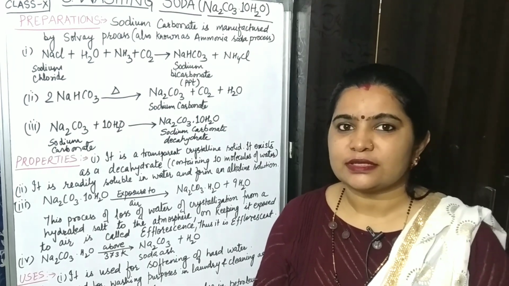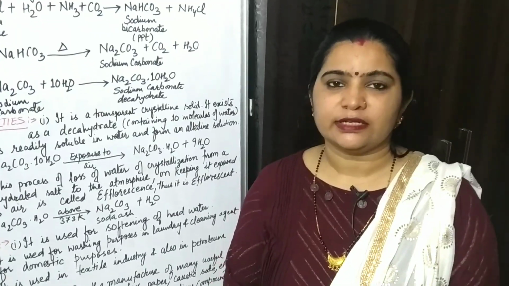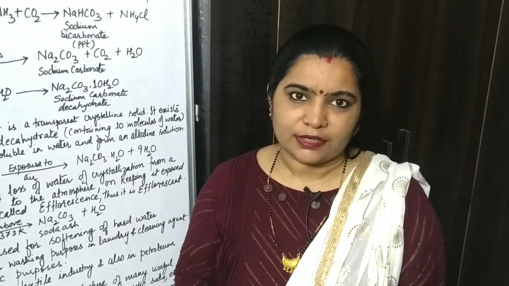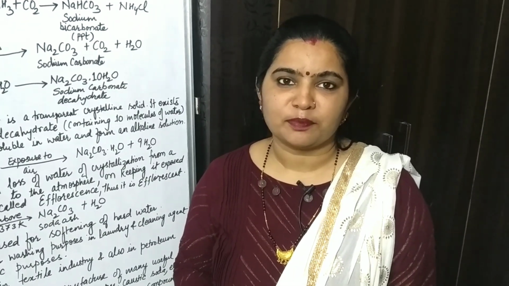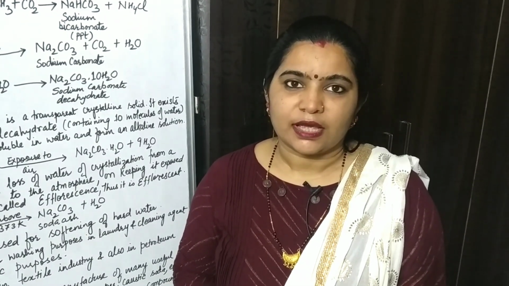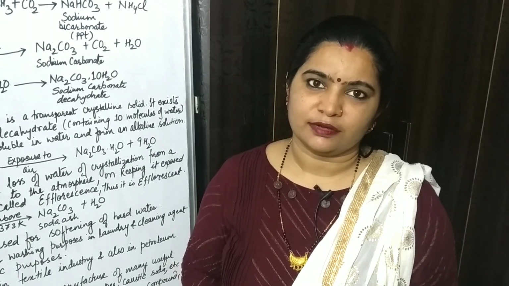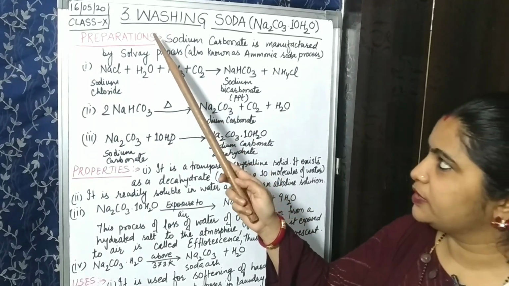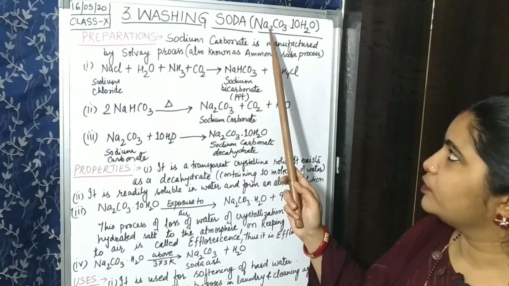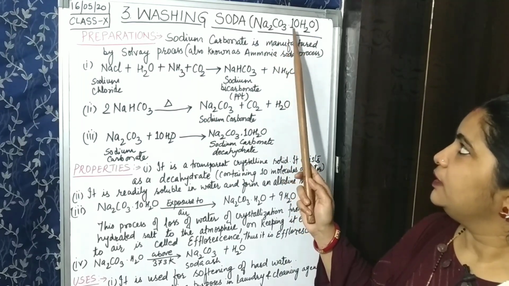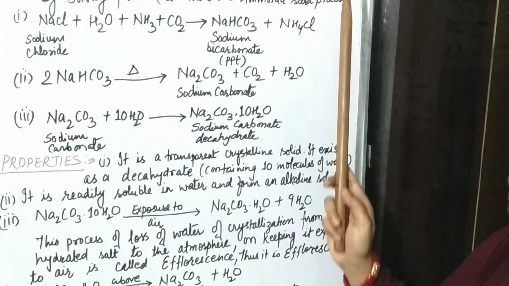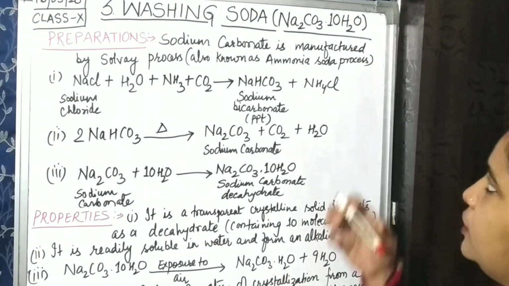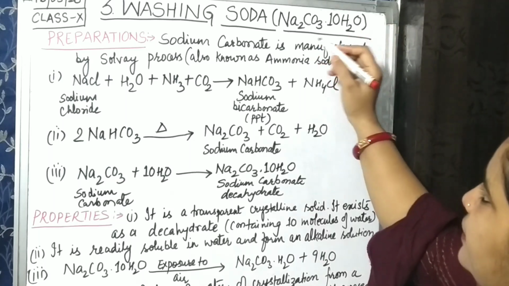Today students, this video is for class 10 and in this video we will study about the general salt or compound which we use at home, and it is washing soda. So you could see here, the third salt which we have to study is washing soda, and its formula is Na2CO3·10H2O. Children, this can also be named as sodium carbonate decahydrate.